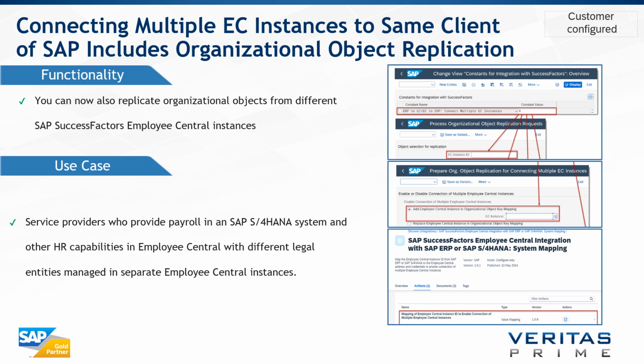So, for example, if your company has three or more subsidiaries and each one of them has a different Employee Central instance, in that case, it was difficult to fetch the data from all the three instances. Now with this release, you can fetch the object data from all the three instances at once to the S/4HANA system. So you can now replicate organizational objects from different SuccessFactors Employee Central instances.